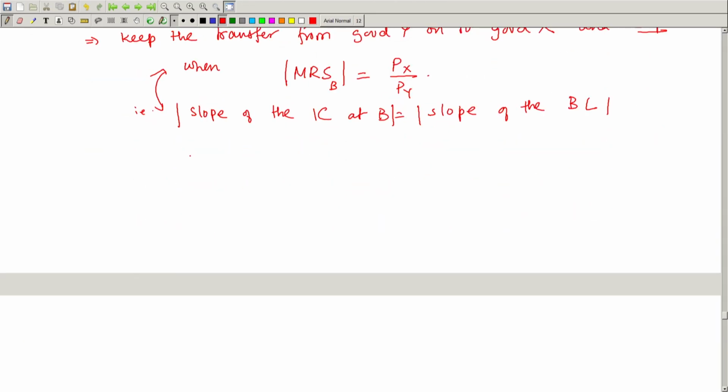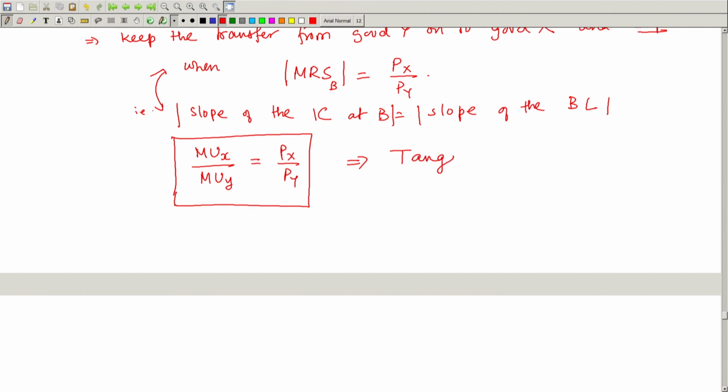What this implies is that MUx upon MUy is equal to Px upon Py, right? So recall MRS is minus MUx by MUy, but I am actually taking the absolute value. So I have MUx upon MUy. On the right hand side, the slope of the budget line is minus Px upon Py. So I am taking again the absolute value. So the minus signs get dropped. So I can claim that the optimality must satisfy this condition.